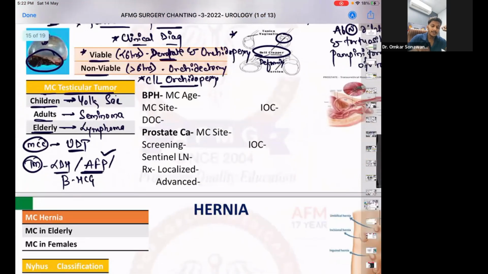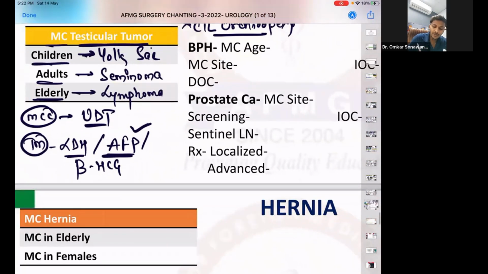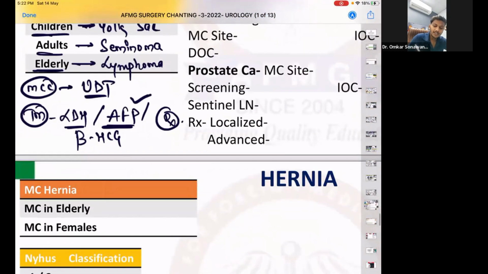And the treatment of choice in cases of testicular tumors, definitely we need to remove the testis. It is a high inguinal orchidectomy. The treatment of choice is high inguinal orchidectomy.